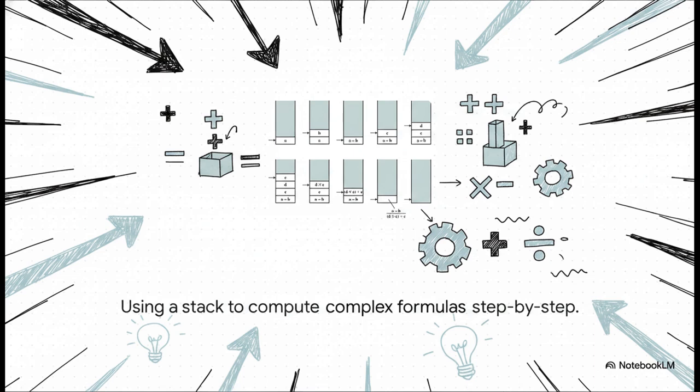First we push A, then B. Oh, we hit a minus sign, so we quickly pop B and A, subtract them, and push A minus B back on. Next we push C, then D, then E. Boom, a multiply sign. We pop E and D, multiply them, push the result. A plus sign. Pop that result and C, add them, push the result. Finally, we hit a divide sign. We pop our 2 massive remaining chunks, divide them, and push the final answer.